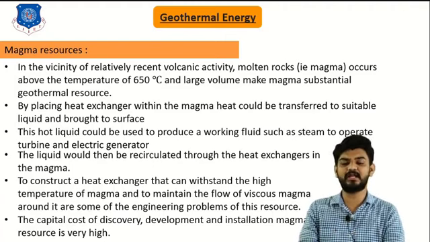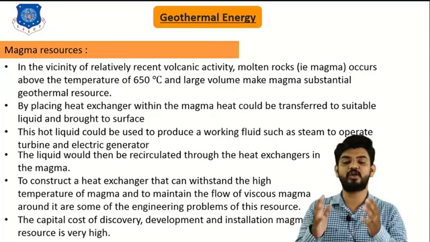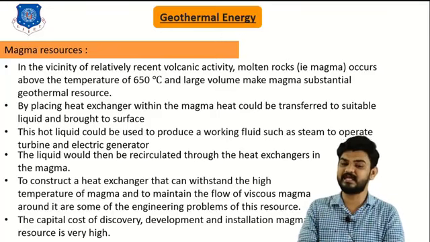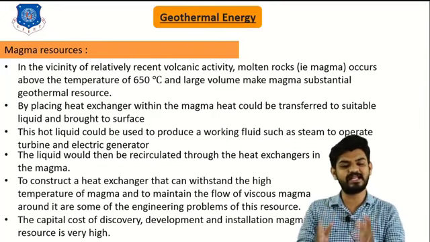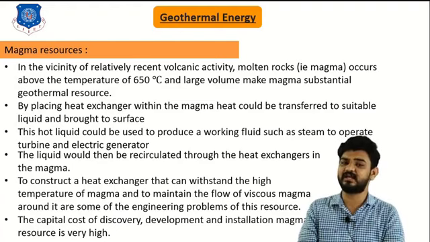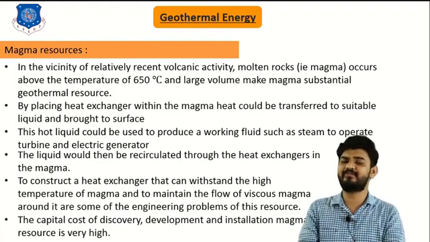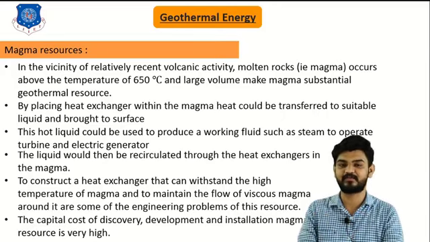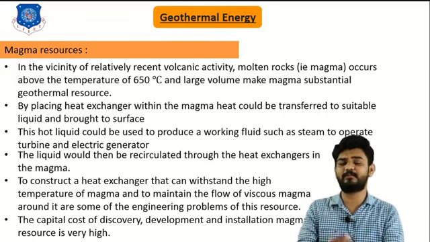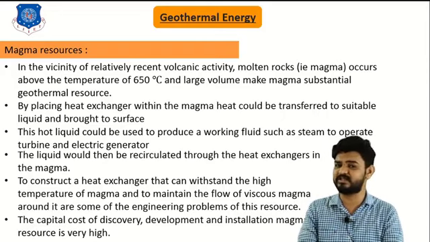So this hot liquid could be used to produce working fluid such as steam to operate a turbine and electric generator. The liquid would then be recirculated through the heat exchanger in the magma, so that we can repeat the cycle and produce electricity continuously.